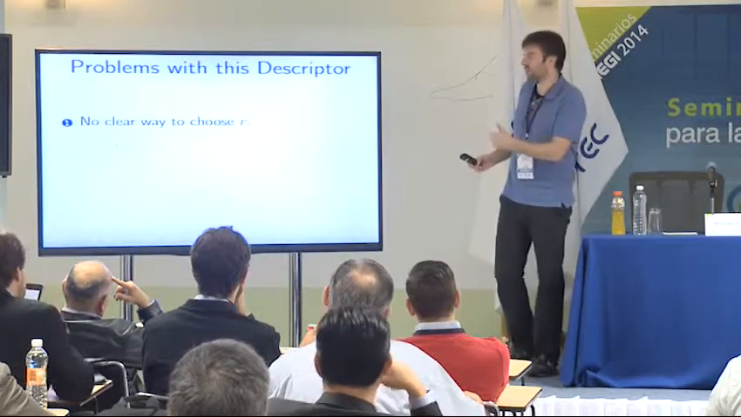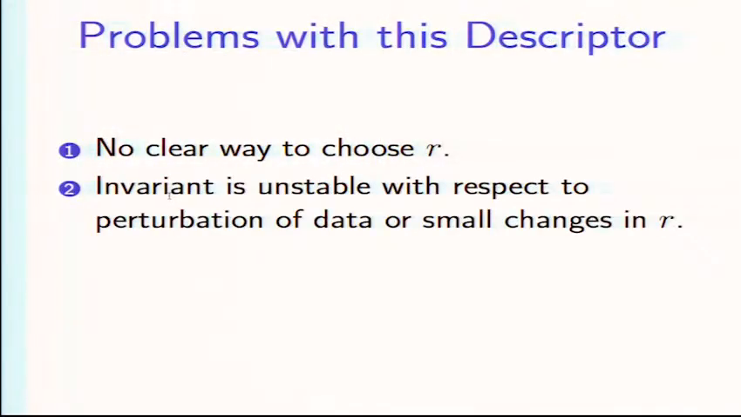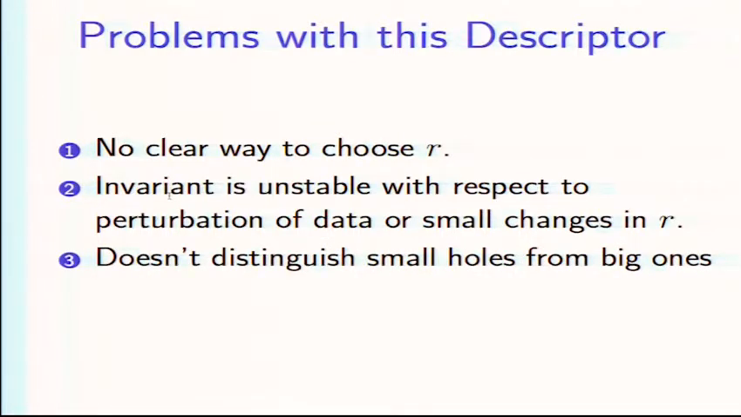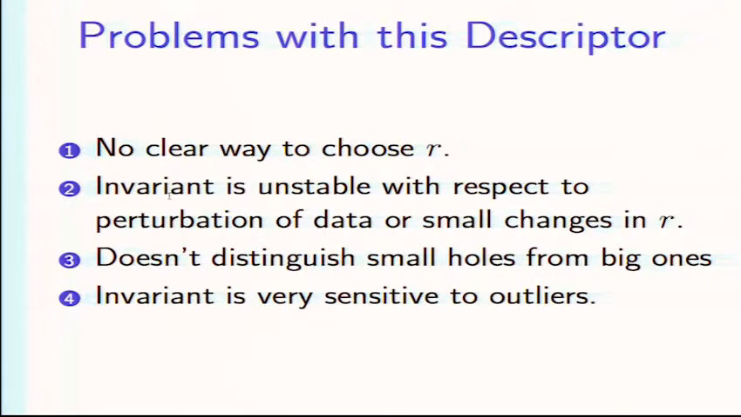So first, there's no clear way to choose the radius. Right? You have to make this choice. How do I do it? And in fact, I'll show you there might not be a good way at all. Secondly, the invariant, this Betti number count, is unstable with respect to perturbation of the data or small changes in r. It might close up a hole that wasn't there if I move r a little bit. It doesn't distinguish small holes from big ones. And the invariant is very sensitive to outliers. Okay? Four really significant problems in practice.